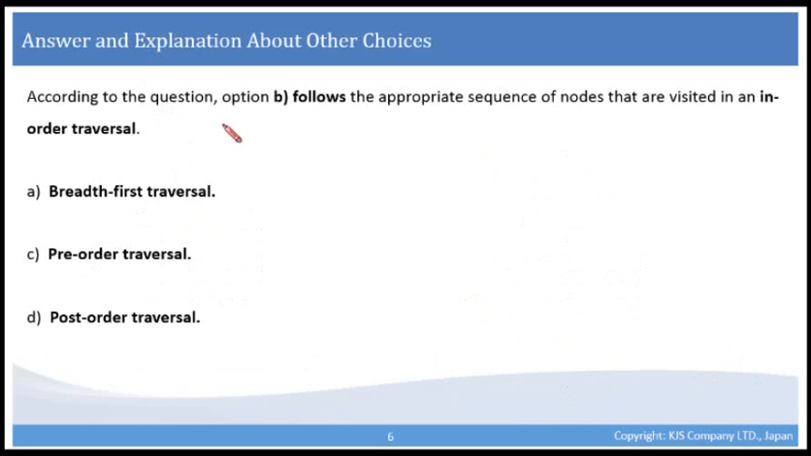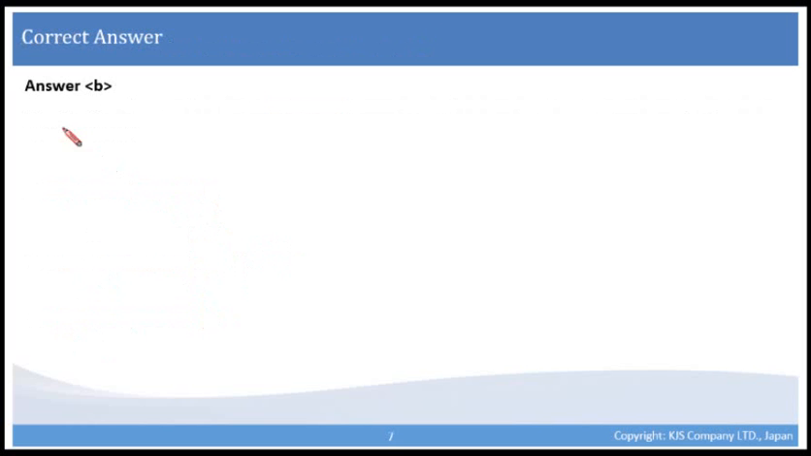As the question asked, we had an in-order traversal, and B was the answer that followed the appropriate sequence of nodes that were visited in an in-order traversal. For the other types of traversals, the breadth-first traversal gave us the answer A, the pre-order traversal would give us the answer C, and the post-order traversal would give us the answer D. So here we found that our answer is B, and what we've looked at is different types of traversals for a search tree. So we can go through the different orders in which nodes will be visited for different traversals.